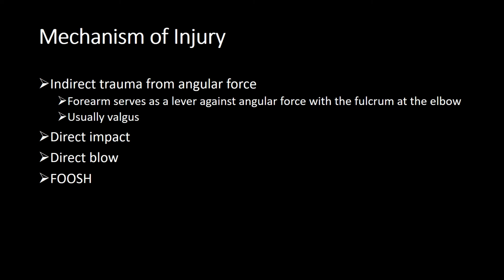The main mechanism of injury for elbow trauma is indirect trauma from an angular force. So the forearm serves as a lever against the angular force, and you get the fulcrum at the elbow, and it's usually a valgus injury. You can also get injuries from a direct impact, a direct blow, or a fall on an outstretched hand.